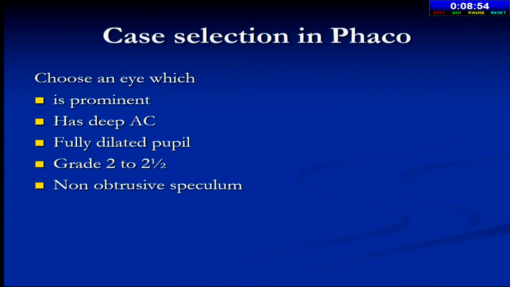Case selection in Phaco: choose an eye which is prominent, has a deep AC, a fully dilated pupil, grade 2 to 3. So beginners should not attempt a very soft cataract. Soft cataracts are very bad for Phaco. Hard cataracts are also very bad for Phaco. Soft cataracts, you cannot rotate them. They will just cheese wire, whatever you do. Even in SICS, very soft cataracts are very bad. My complication mostly in SICS is a soft cataract, when you cannot take the nucleus out. So you have to do hydrodissection multiple times, secondary, tertiary, however many times.